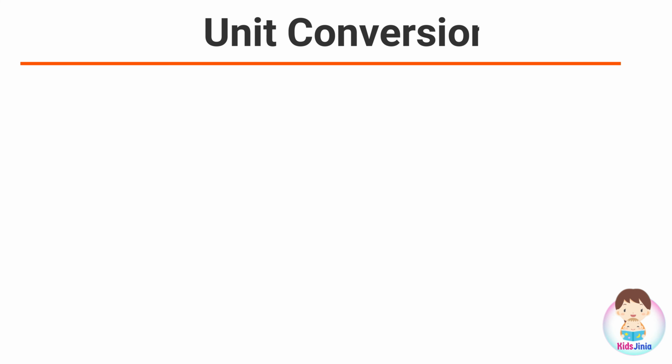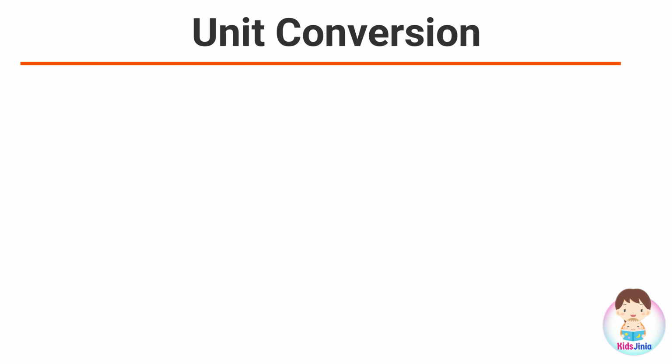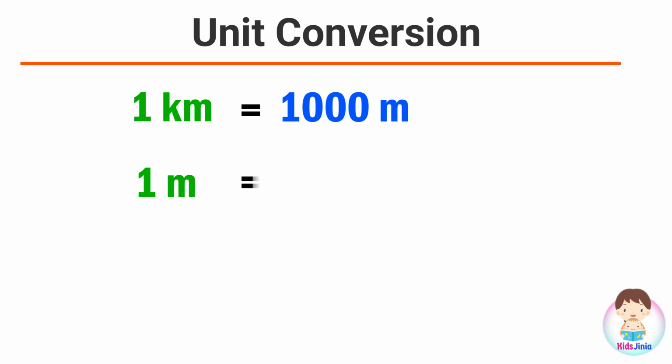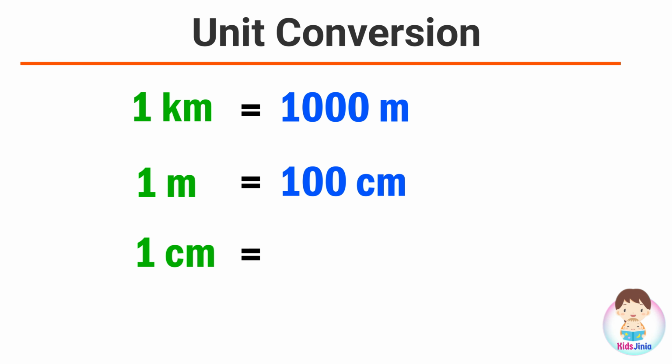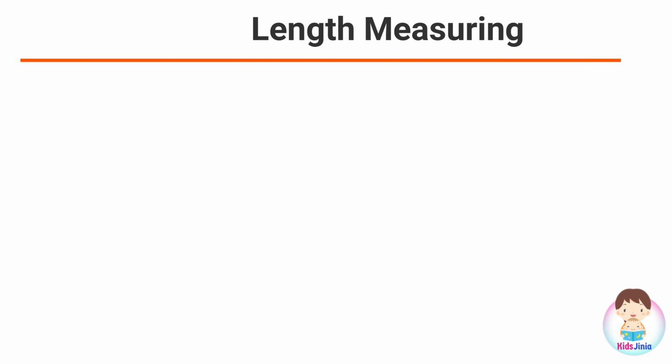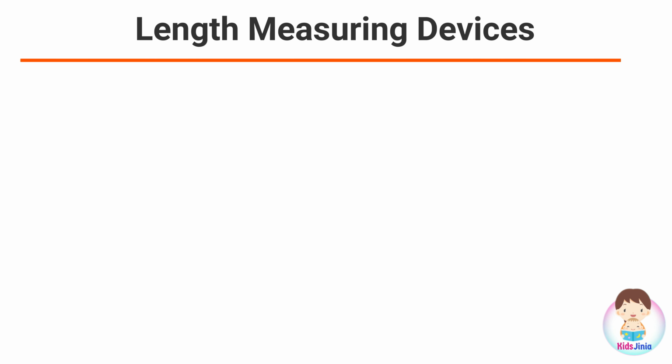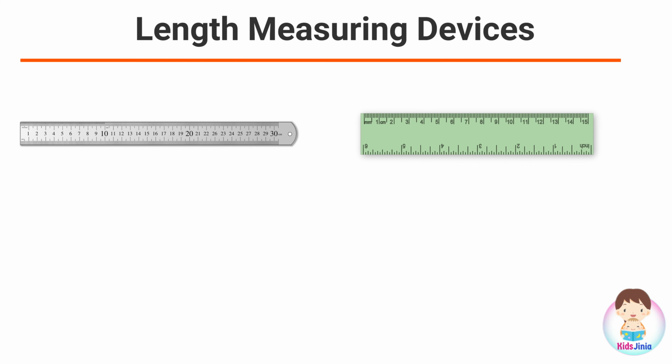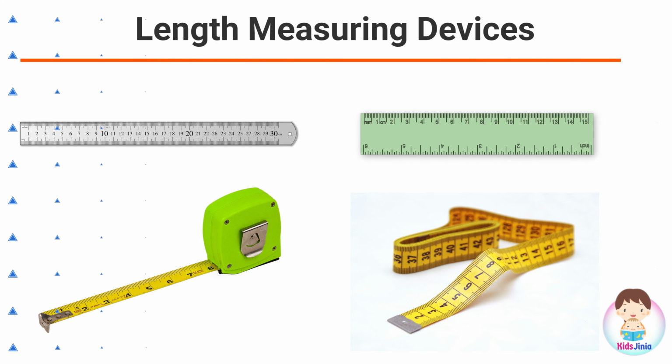Now let's come to the conversions of the units. 1 kilometer is equal to 1000 meter. 1 meter is equal to 100 centimeter. And 1 centimeter is equal to 10 millimeter. These conversions are very useful while doing maths calculations. Next, the most common devices used for measuring length are ruler and measuring tape.